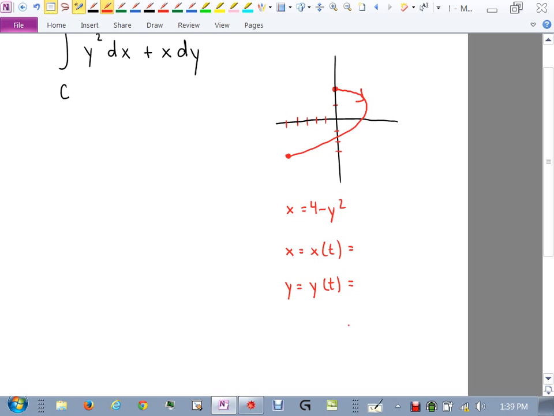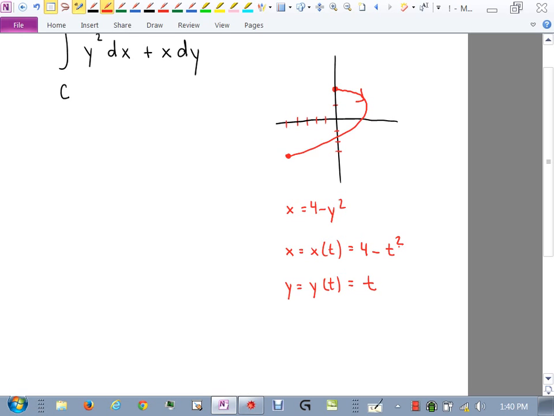Anytime you have an equation where one of the variables is solved for, that means x can be determined if I know y, right? So let's just say that y is t. If y is t, then don't you know what x is? And if it were the other way around, if this were solved for y instead of x, you would let x be t, and then y would be a function of t. So we will replace y with just t, and then x is exactly 4 minus, not y squared, but t squared.